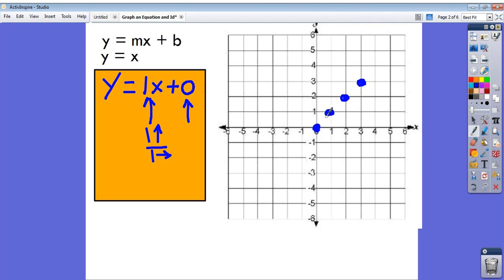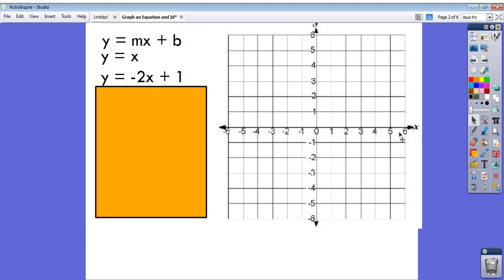If I wanted to extend this graph to the left of my y-intercept, then I would follow the pattern backwards. I'm going to go down one, and left. And if I connected these, that would give me a straight line, which tells you that this is a linear equation. Let's take a look at another example.